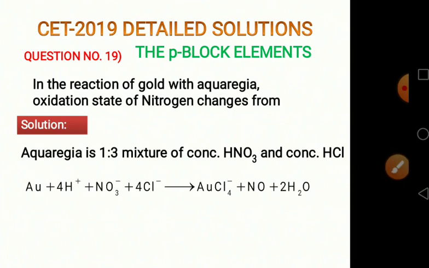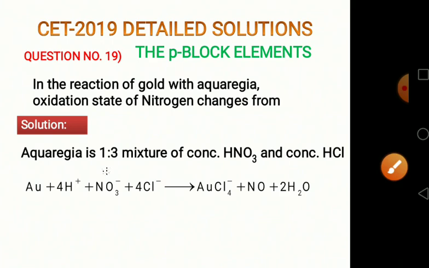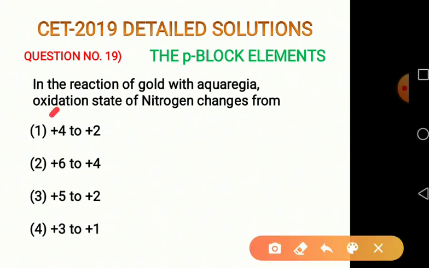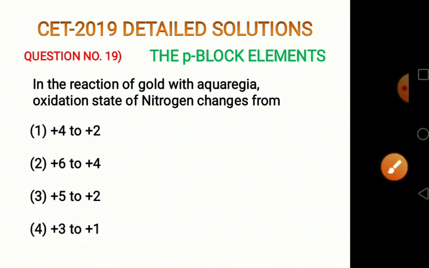In the reaction, Au reacts with 4H+, 4NO3-, 4Cl-, giving AuCl4- plus NO. In case of NO3-, it is +5, and NO is +2. Hence the answer you are going to get is +5 to +2. As I told, nitrogen in HNO3 is +5. See which option has +5. This is the only one option. So even if you don't know the reaction, you can tell that the third one should be the correct answer. This is question number 19.